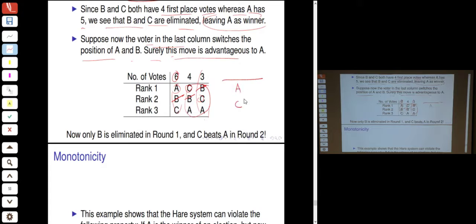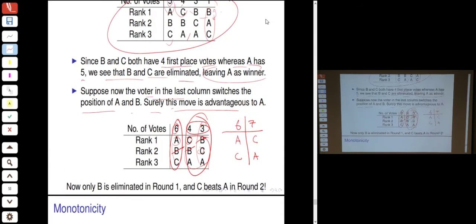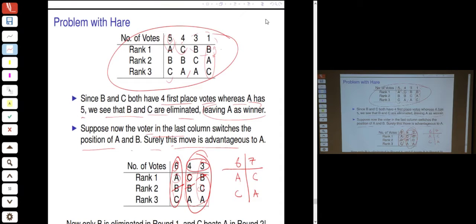If you amalgamate or combine the voting profile after eliminating B, AC would just remain at 6 from this profile, whereas both of these two profiles would contribute to C first and A second. So you would get a total of 7 here. So now C becomes winner. So by making a switch of preferential order of candidates by some voters, which should be advantageous to A, the Hayes method actually turns A from winner to loser. Of course that is not good for a voting method, so that's a drawback of the Hayes method.